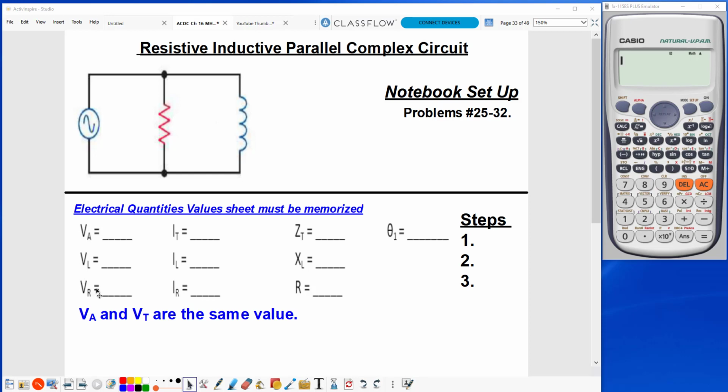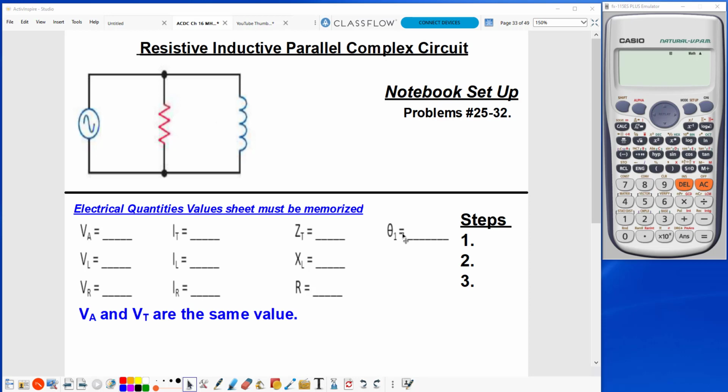All of these electrical quantities are the same as our other complex circuits, except when we were doing series, we were using theta Z, and now that we're doing parallel, we want to use theta 1. So you may want to pause the video and write out your spreadsheet here. You'll have to have this spreadsheet memorized to do your calculations on the test. I'm not going to provide you with any paper with this written on it. You'll have to write it on your scratch paper from memory.